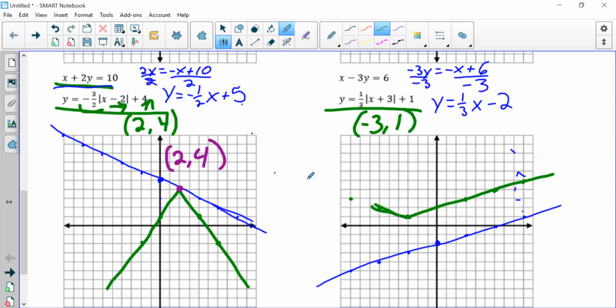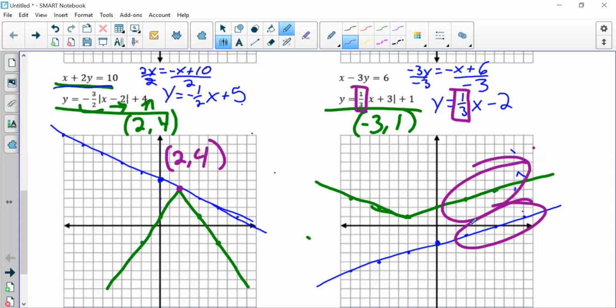So what's my solution? Well, they don't intercept, do they? Looking at this, we can tell why they don't intercept. Do you notice the slope of my linear equation and the slope of the right-hand side of my absolute value are the same? So this line and this line, they're parallel. So there is no solution to this one.